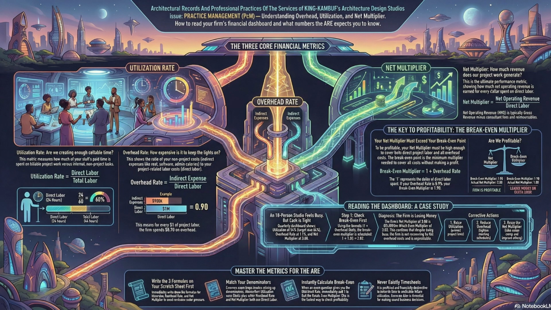Exactly. Which brings us to step 4. Calculate the net multiplier. We take the NOR and divide it by the direct labor. So $2,640,000 divided by $1,200,000, which equals 2.20. Healthy number. Very healthy. And for the final check, step 5, calculate the operating profit.